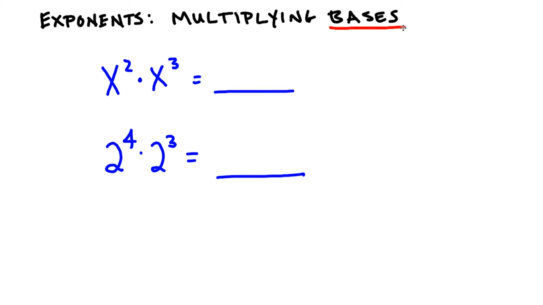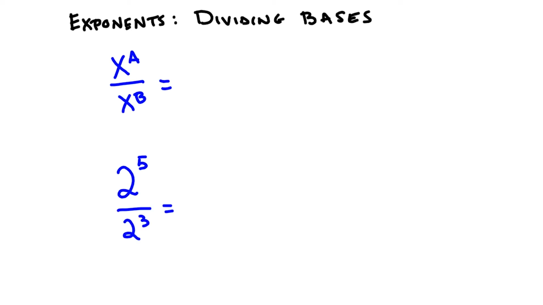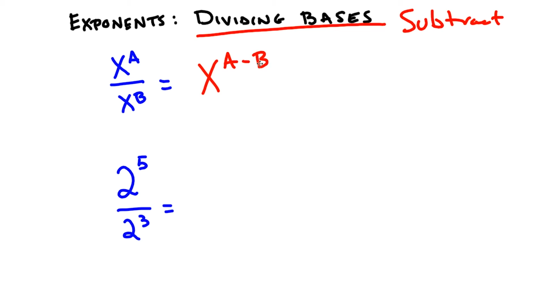What do we do when we multiply numbers that have exponents? If they have the same base, multiplying same bases with exponents, you add the exponents. X squared times x cubed is x to the 2 plus 3, or x to the 5. 2 to the 4 times 2 to the 3 is 2 to the 4 plus 3, or 2 to the 7. The opposite of multiplying is dividing. So if we add when we multiply, we subtract when we divide. X to the a divided by x to the b is x to the a minus b. 2 to the 5 divided by 2 to the 3 is equal to 2 to the 5 minus 3. Division is very easy.